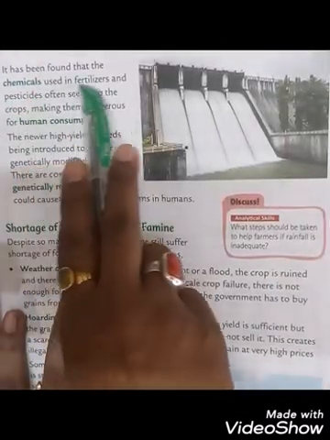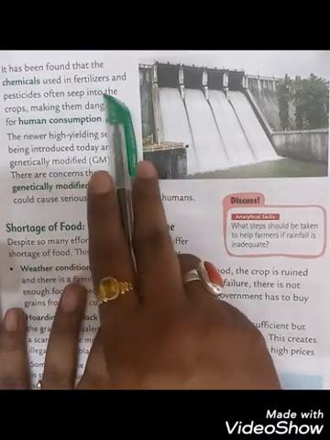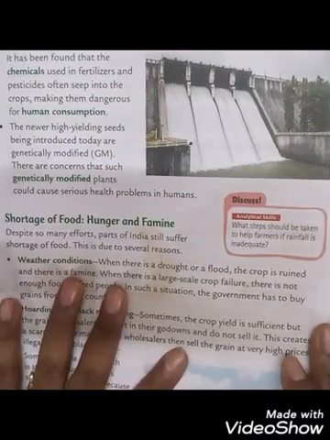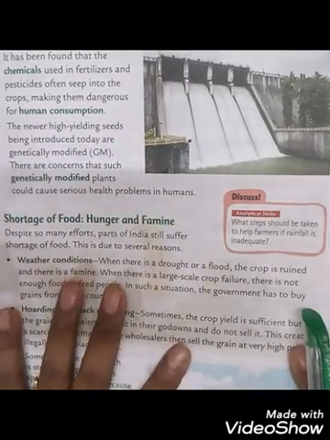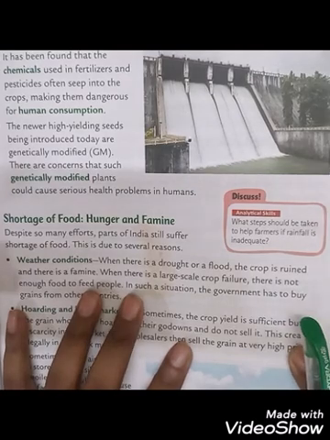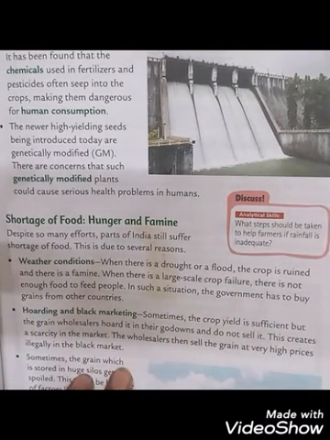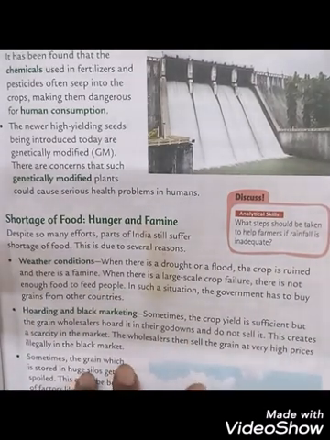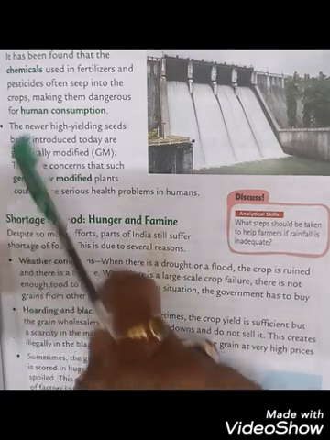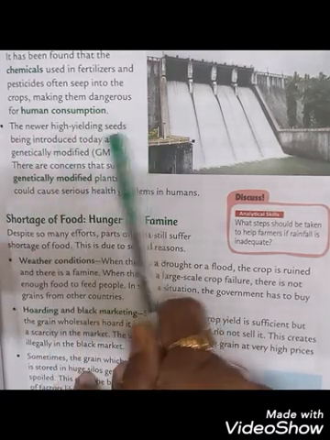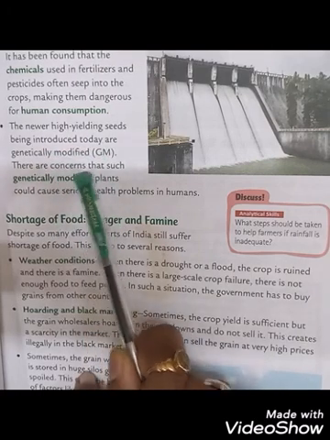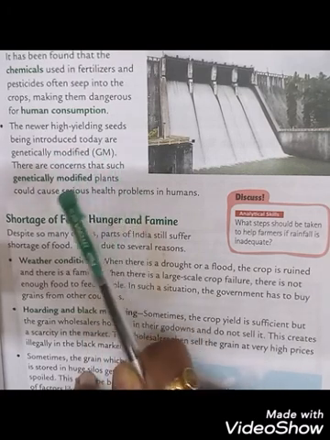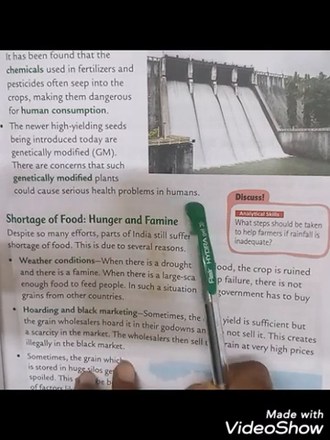Now, chemicals that are used in fertilizers and pesticides often seep into the crops, making the crops dangerous for human consumption. So, if more and more chemicals and fertilizers are used, it will be very difficult for human beings to consume them. It is very dangerous because these are all poisons. The newer high-yielding seeds being introduced today are genetically modified. There are concerns that such genetically modified plants could cause serious health problems in humans.